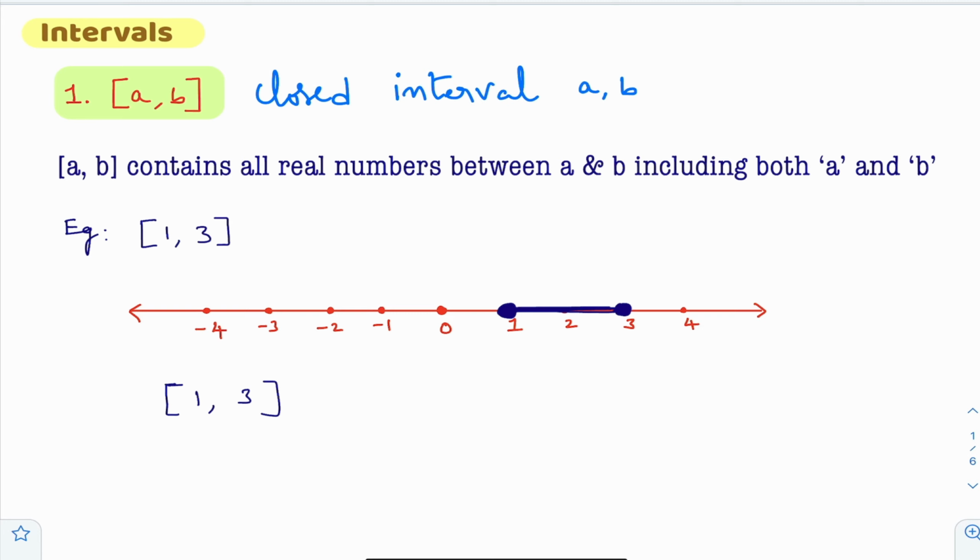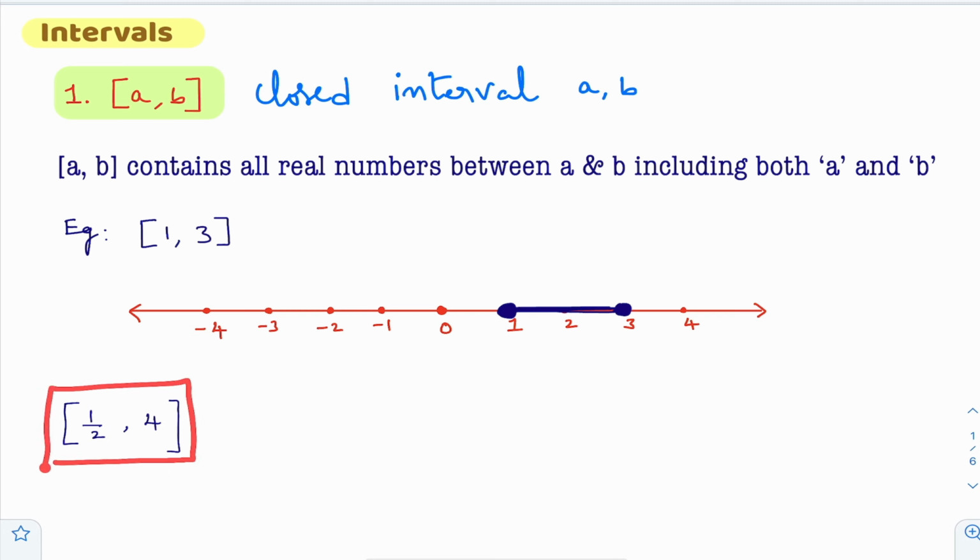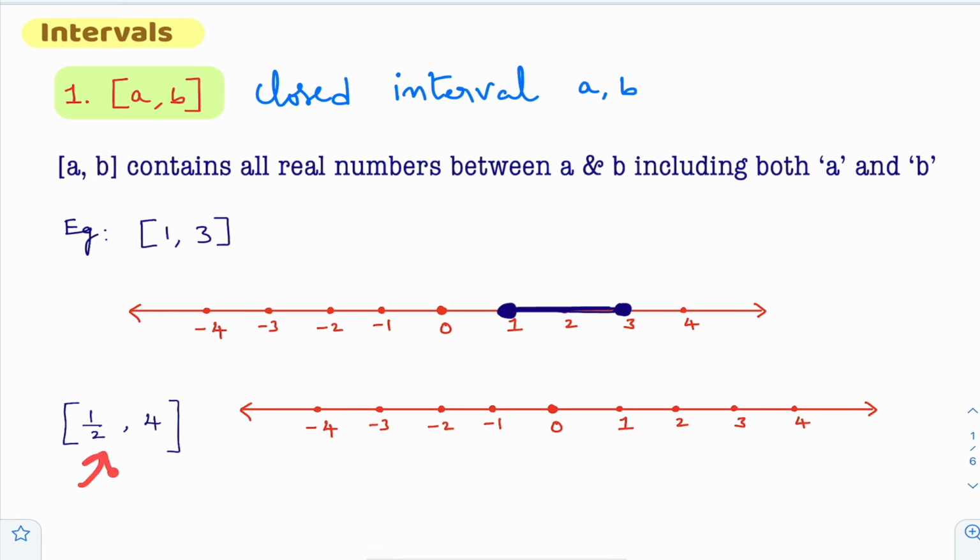Another example I'll take. The closed interval, how to read this, that also you need to understand. The closed interval 1 by 2 comma 4. What does this interval contain, closed interval 1 by 2 comma 4? You mark this on the number line. See here 1 by 2. 1 by 2 means what? 0.5. Where is 0.5? Here 0.5 will be there. This is closed interval, so at 0.5 you draw the dark circle because it is closed interval. This is 1 by 2.